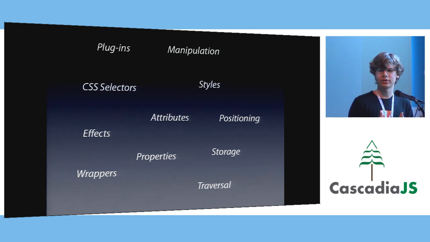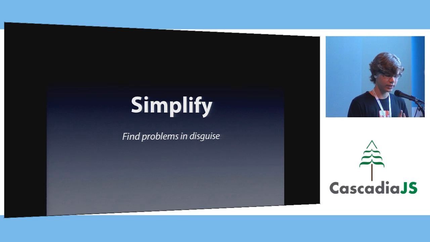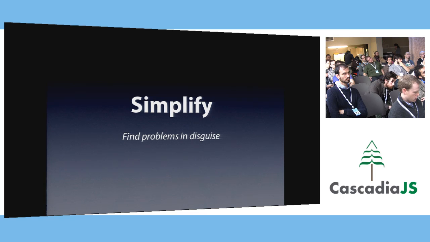So some of the lessons that we learned at Voxer while trying to build our own framework is to first of all simplify. Find problems in disguise and reduce them to an absolute bare problem. Sometimes when you approach a particular problem in front-end scripting, chances are there's a low-level method or a low-level approach that you can follow that will allow you to then build your solution on top of that.